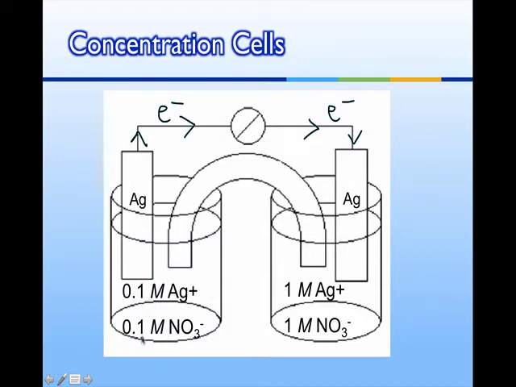What that means is this is acting as the anode and this is acting as the cathode. The anode is where the oxidation is happening, so we're losing electrons. The cathode is where the reduction is happening and we're gaining electrons. And as this flows, eventually it will stop once the concentrations equalize each other.